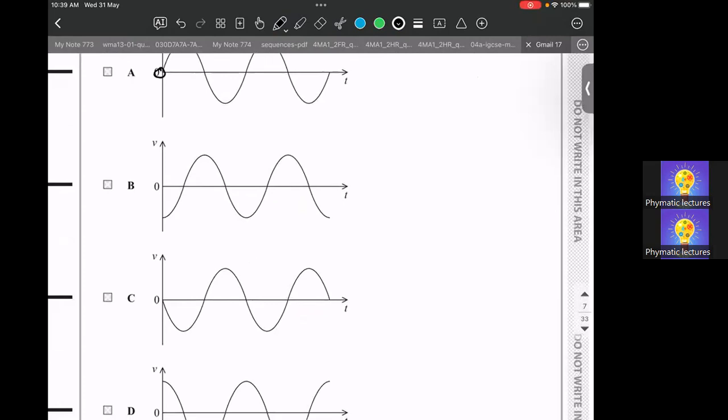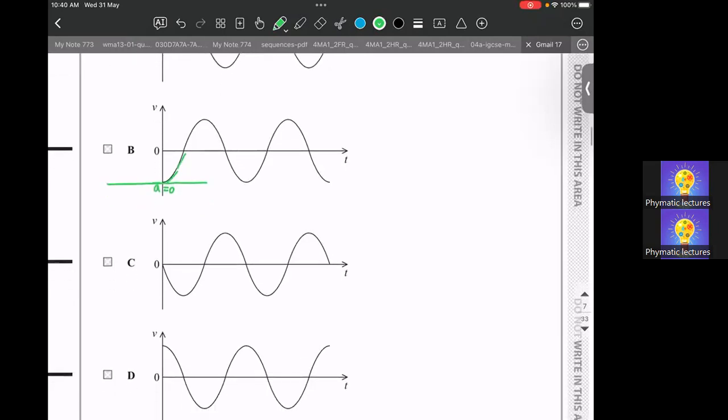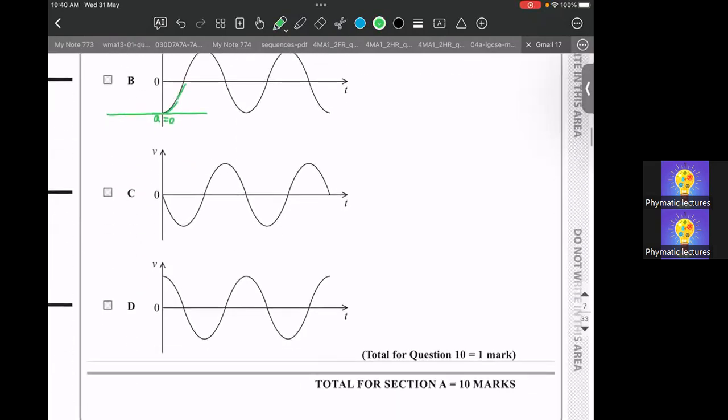Option B could be an answer. Why? Because the velocity starts with a minimum value. If you draw a tangent, the tangent is parallel to the time axis. So at this point the acceleration is 0, and the gradient keeps on increasing. So this could be an answer. Then we will see whether any other options satisfy this condition or not. Anyway, this option is also not possible because it starts from 0. So that is not possible.